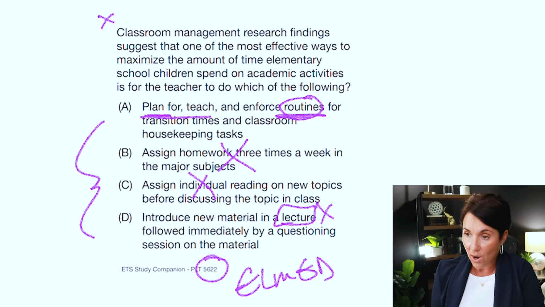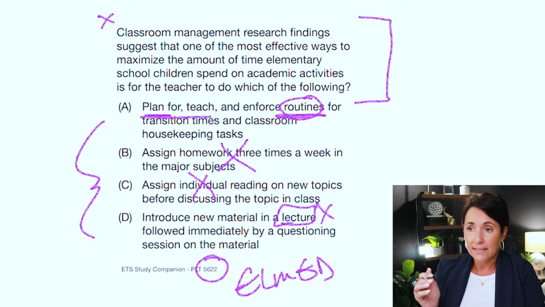Now let me see if I can find a question stem here. And it looks like this entire question here is one sentence.